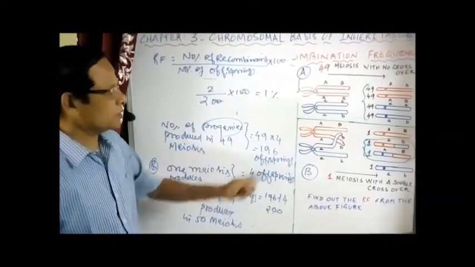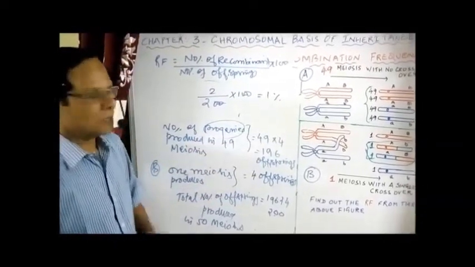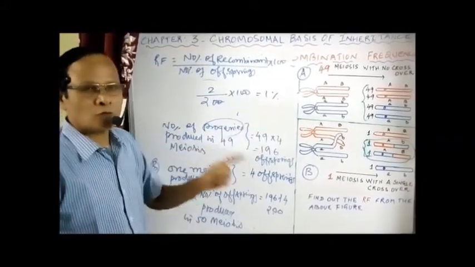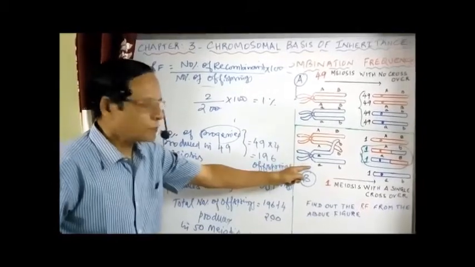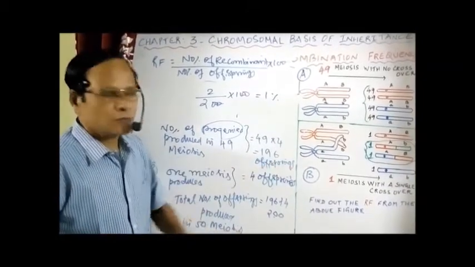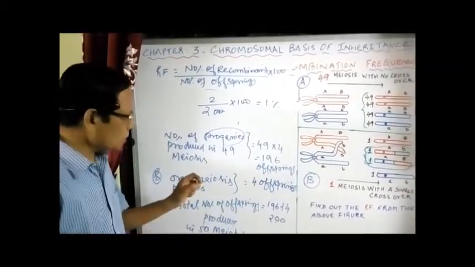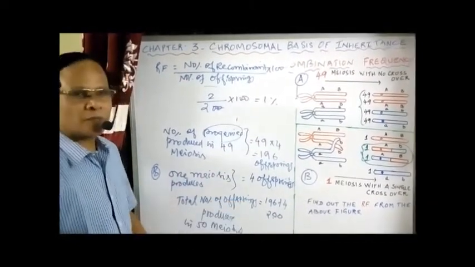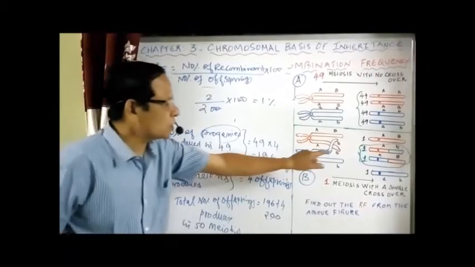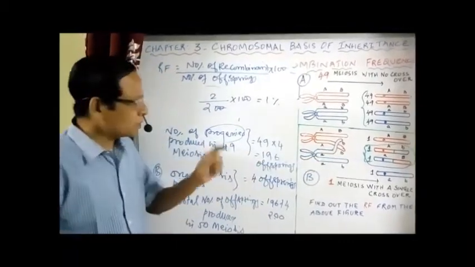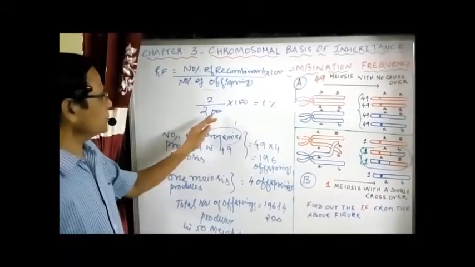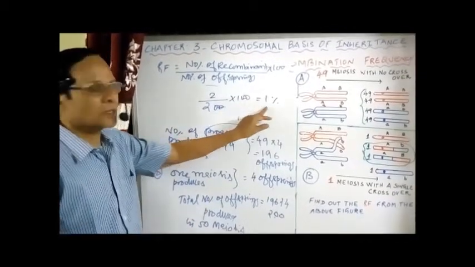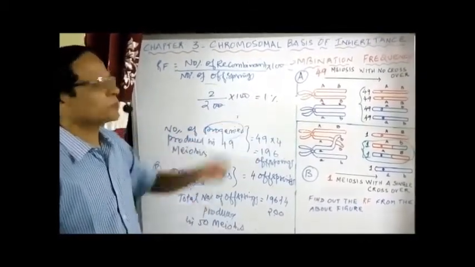I repeat once again, there are 49 meiotic divisions. In one meiosis, 4 progenies are produced. So 49 into 4 is 196. Here another one, the 50th meiosis, also produces 4 progenies. So the total number of offsprings produced is equal to 200. Out of 200, only 2 are recombinant varieties, so the recombination frequency is equal to 1%.